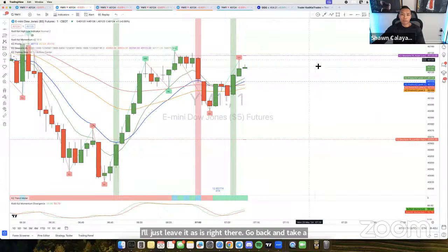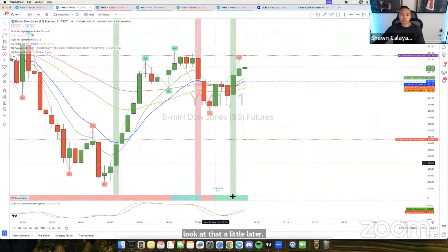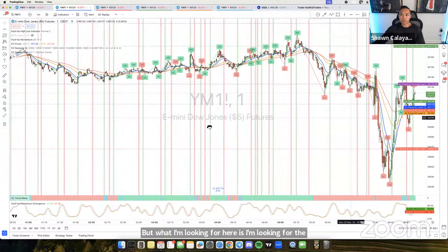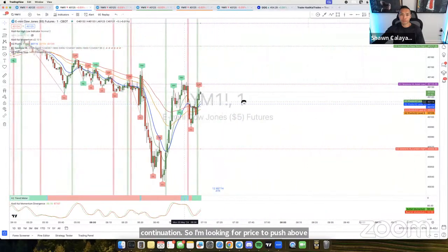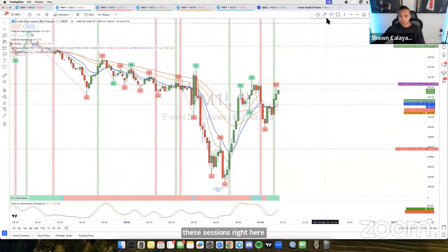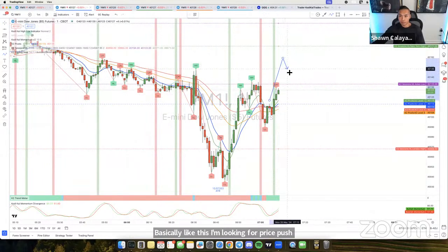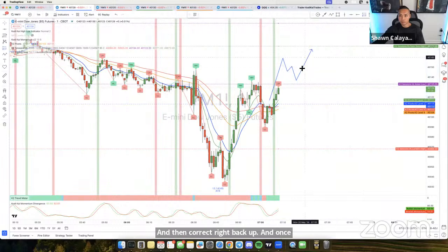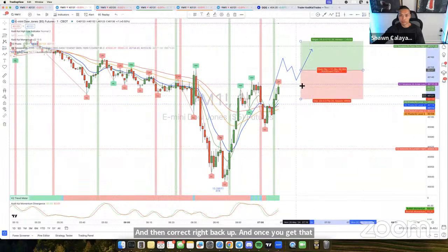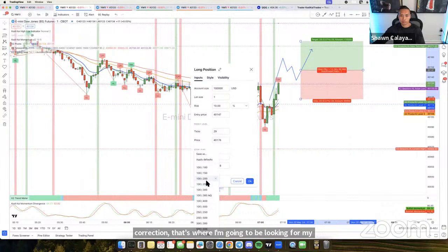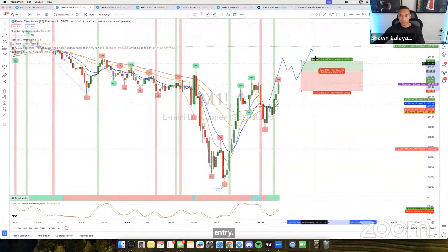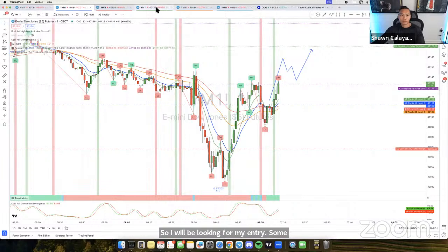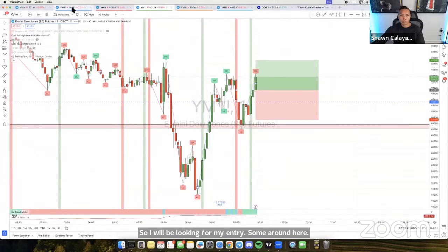But what I'm looking for here is the continuation. So I'm looking for price to push above these sessions right here. Basically like this. I'm looking for price to push up, consolidate down a little bit, and then correct right back up. And once you get that correction, that's where I'm going to be looking for my entry. So I will be looking for my entry somewhere around here. Breakout V3 is pushing up in profit.